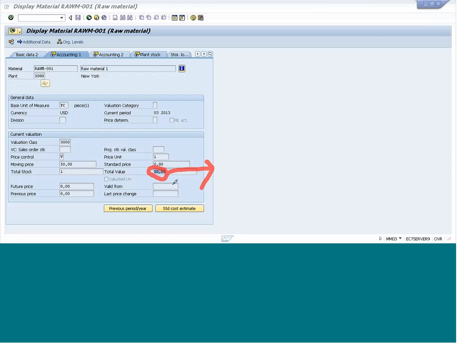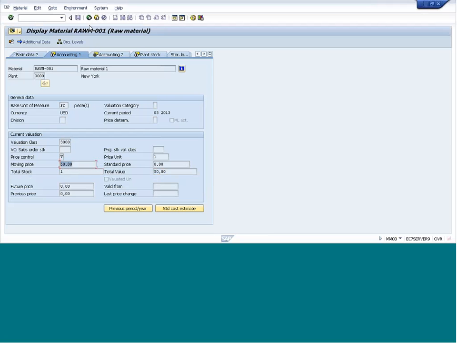So for accountants, when they look at the $50, the total value, they say that this particular material is worth $50. Now, when we go for the second round of stock taking, we will see how the moving average price is changing.